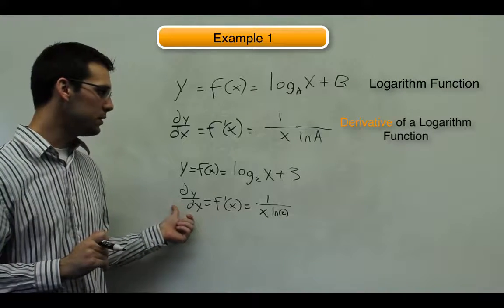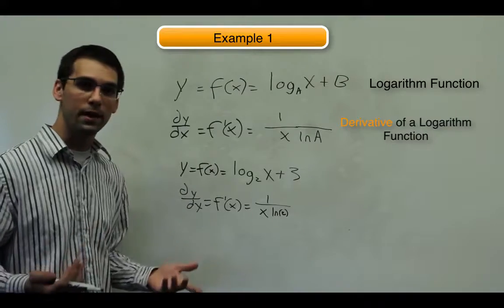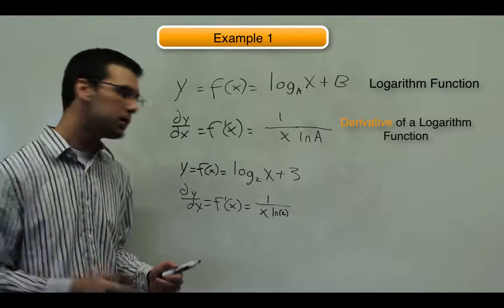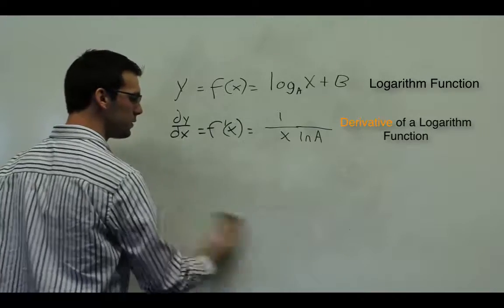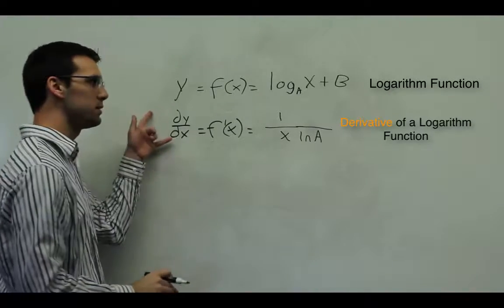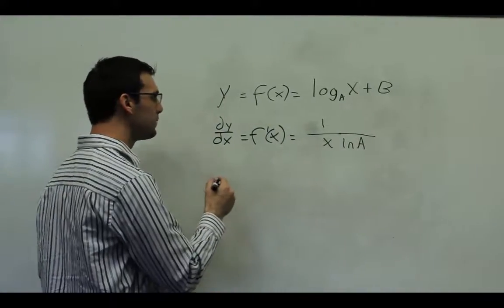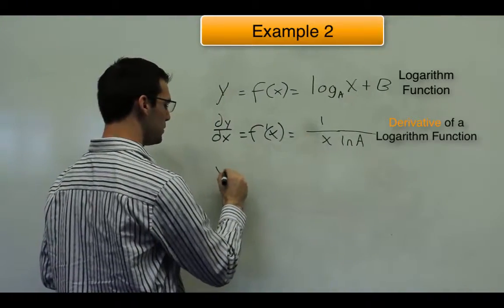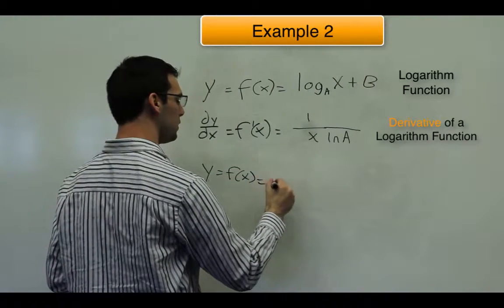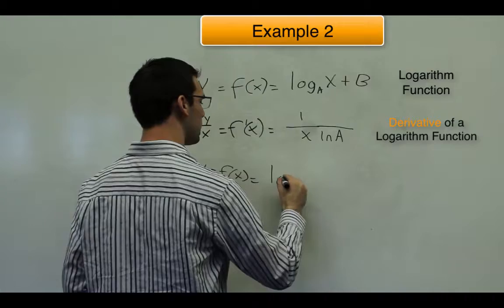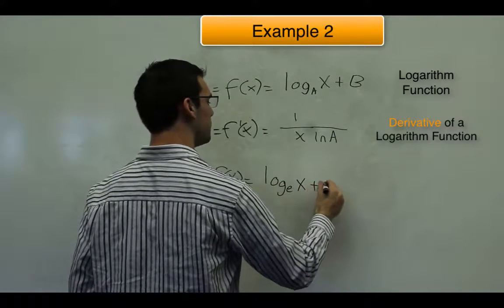You're less likely to use 2 as a base in economics, and more likely to use e. So we'll go ahead and talk about the rule for e. It's analogous to this. You're just changing a to e, the number e. So suppose that y equals f of x equals log base e of x plus b.